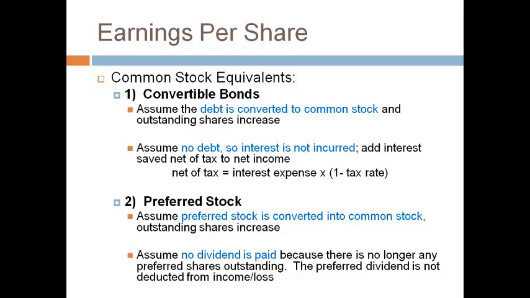The second one we will discuss is convertible preferred stock. Convertible preferred stock can be traded for common stock. We will assume that preferred stock is traded for common stock and the preferred stock no longer exists. If the preferred stock no longer exists, then the preferred dividends are not paid either.